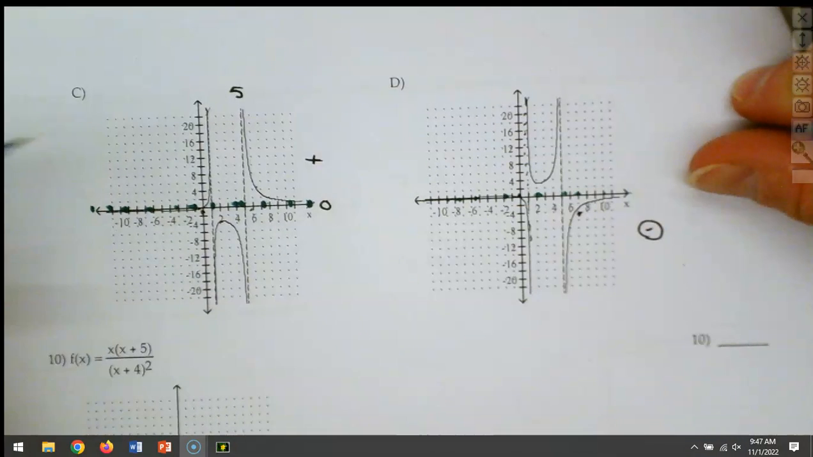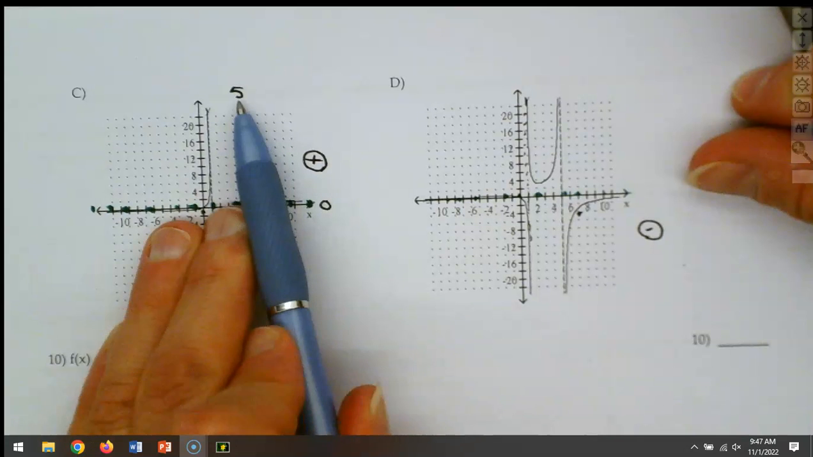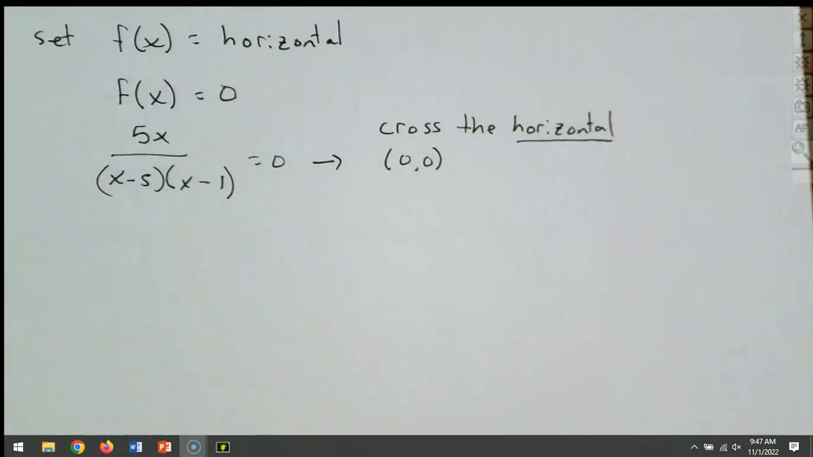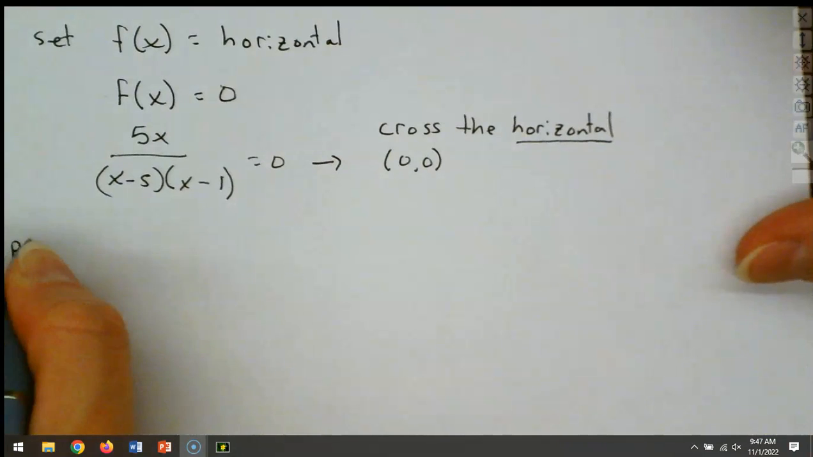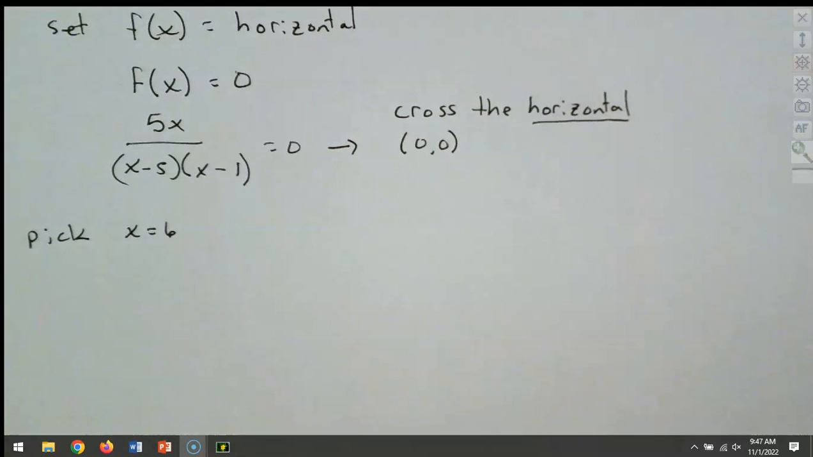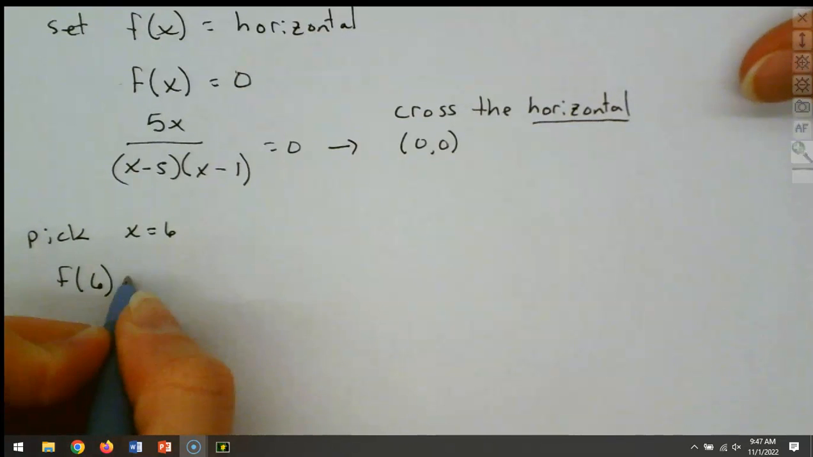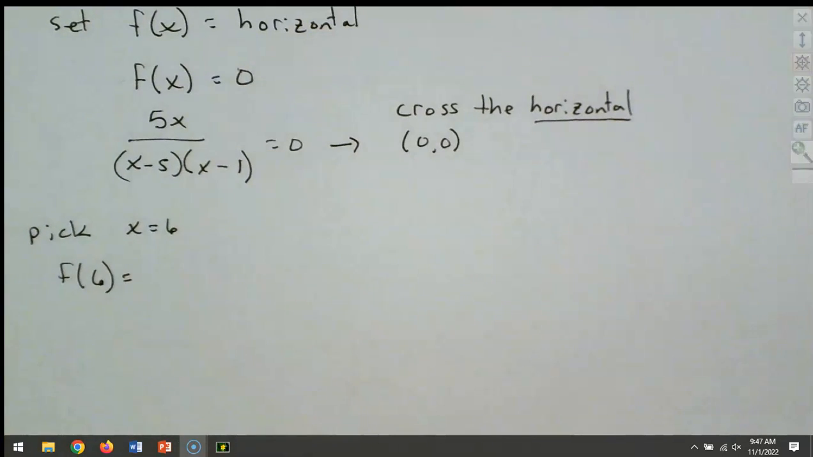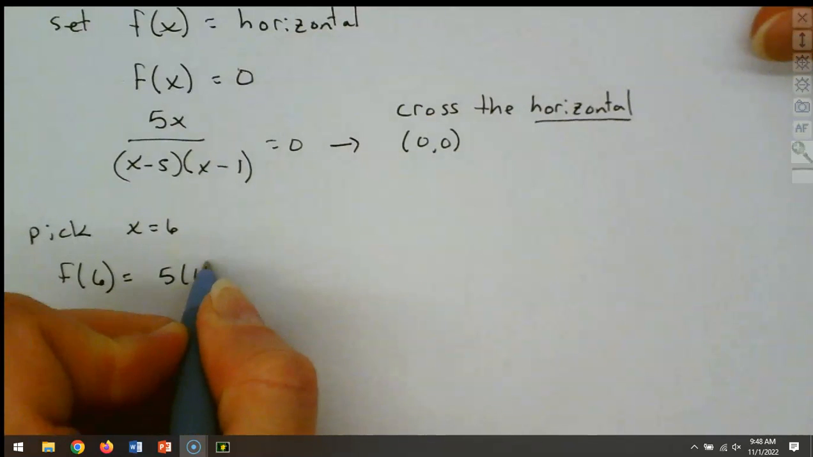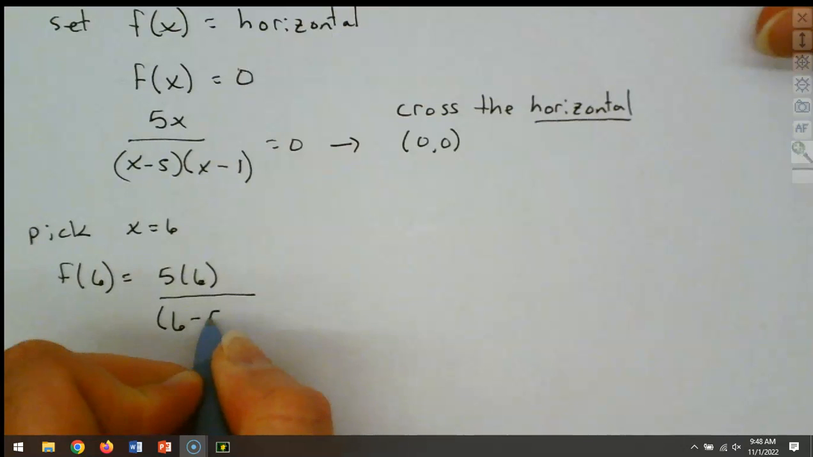So let's pick a number bigger than 5. So that's going to be far to the right here. So let's pick 6. Okay, so we're going to check x equals 6. So we're going to plug that x equals 6 back in. And we're going to see what we get. And then that's going to tell us which choice it is.